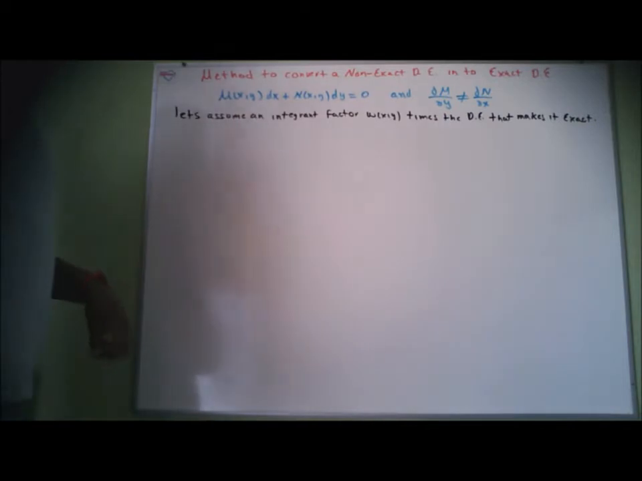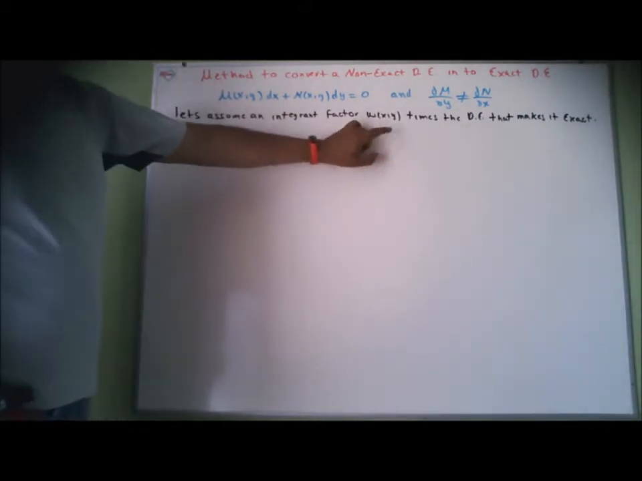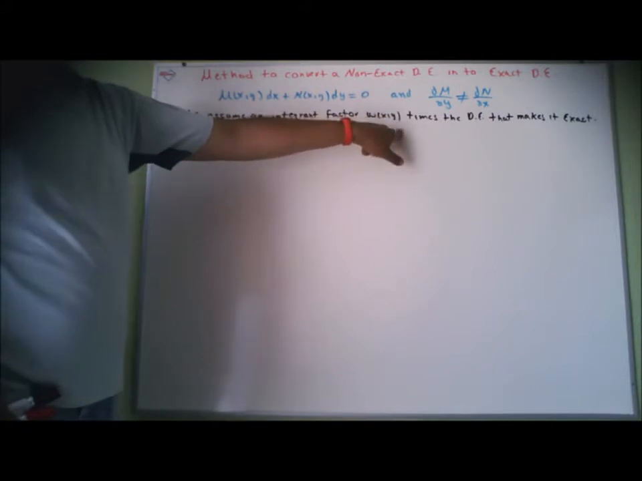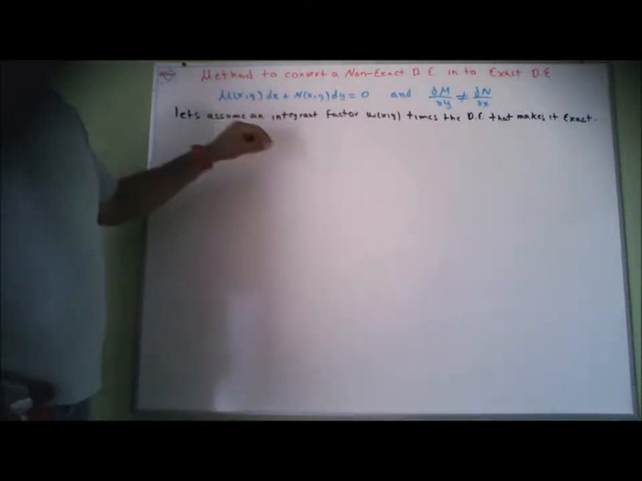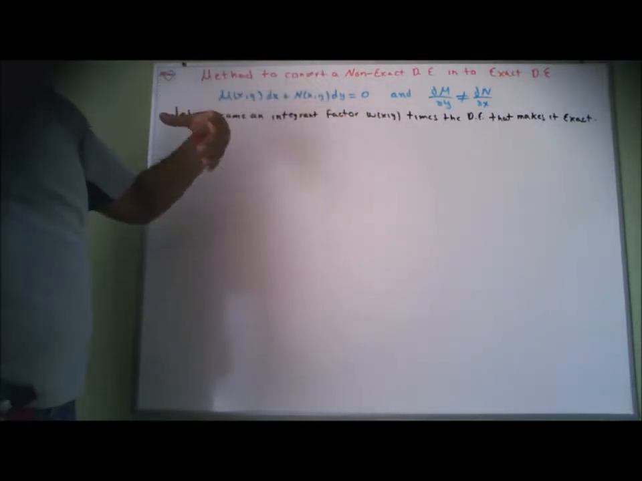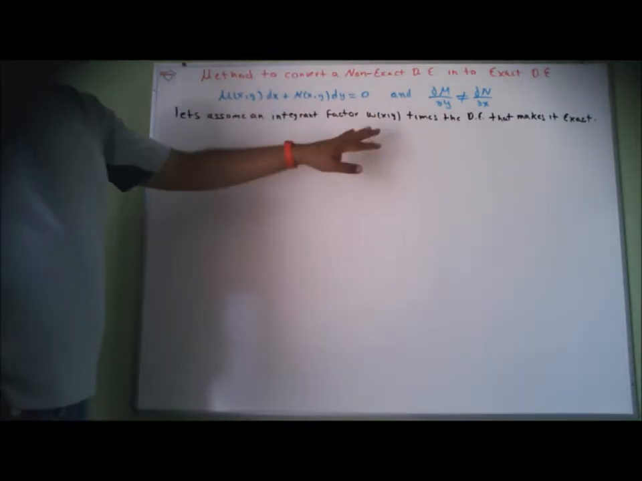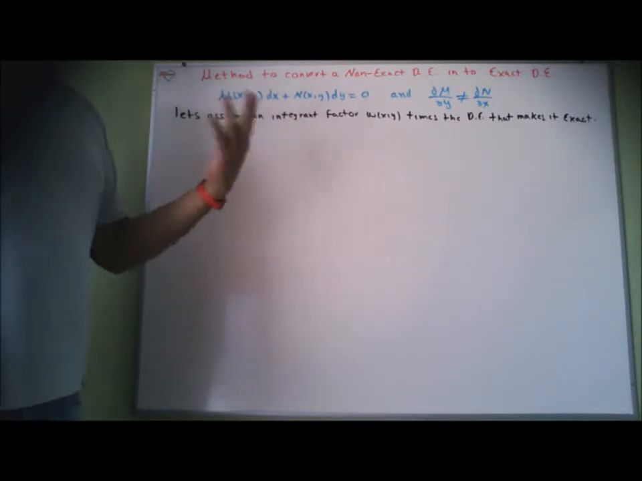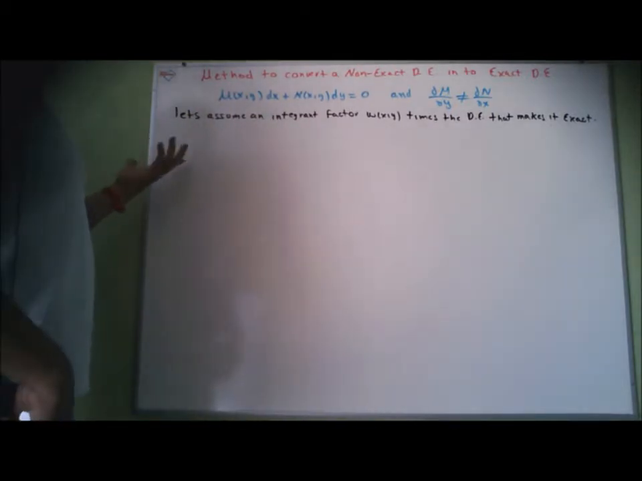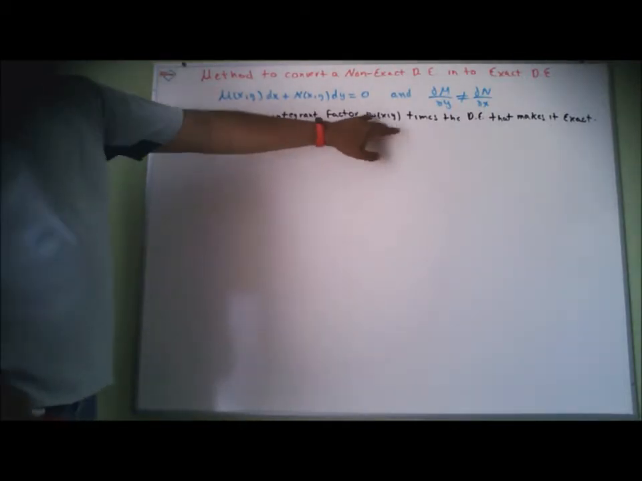However, somebody found a method to make it exact. The way to do it is that he or she, I don't remember, assumed that there was an integrating factor w of two variables, w of x and y, that you multiply times the differential equation, and then it makes it exact. Now, what is w of x comma y? We don't know it. We are going to develop the formulas to find w of x comma y.